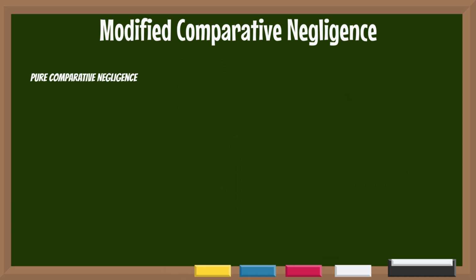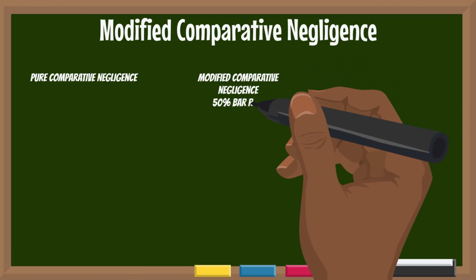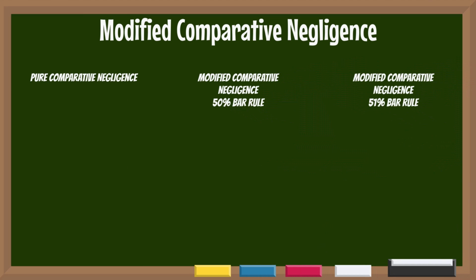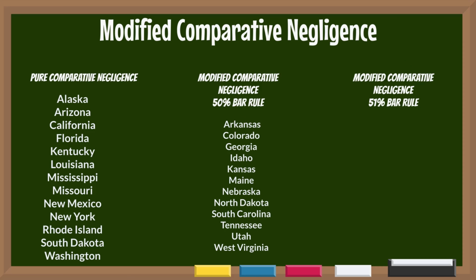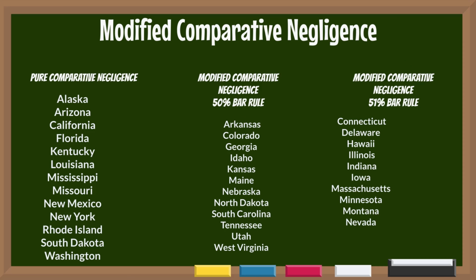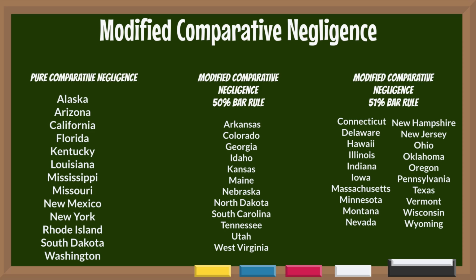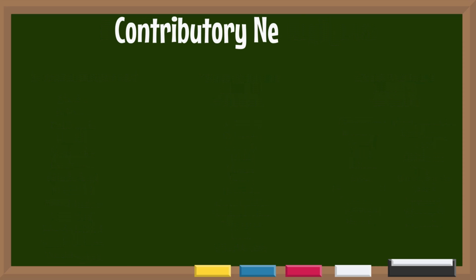Most states follow comparative negligence laws, but they differ between pure and modified comparative negligence. The chart in the video will show which states follow which particular laws. This chart here is a good reference guide to which states follow either pure or modified comparative negligence laws. Now let's go to contributory negligence.